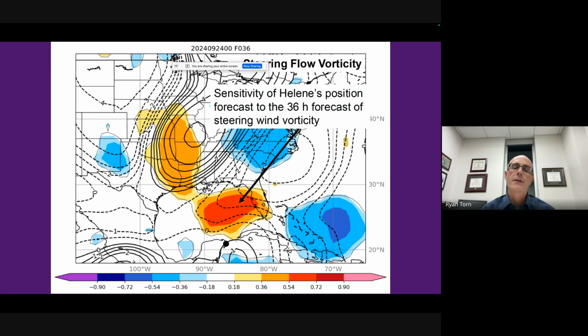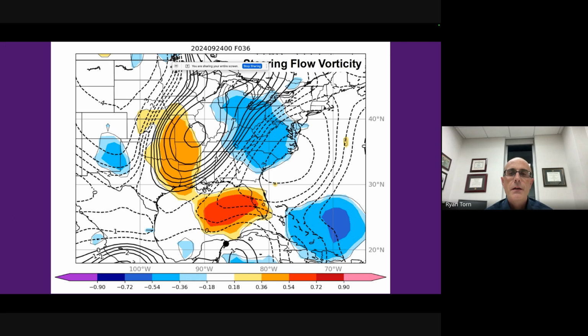So here, positive values mean that if I increase the vorticity at that grid point, I'm going to get a Helene forecast that is more to the right of track of the ensemble mean. The negative, the cold color shading, is indicative of if I increase the vorticity at that point, I get a track forecast that is more to the left of the ensemble mean.